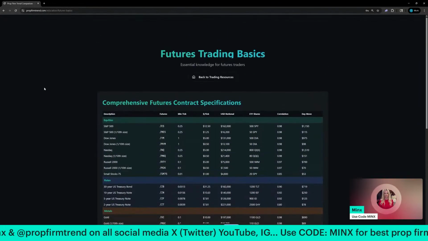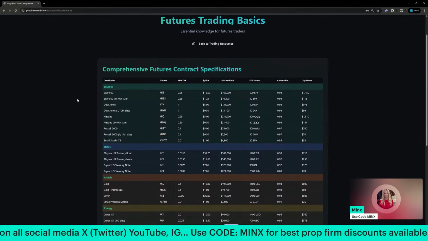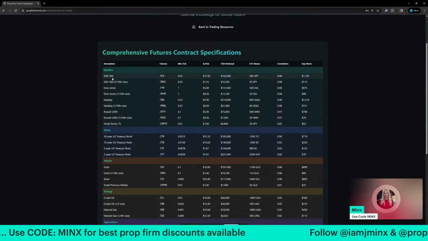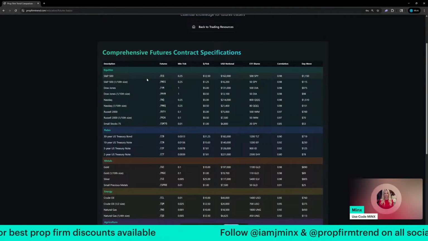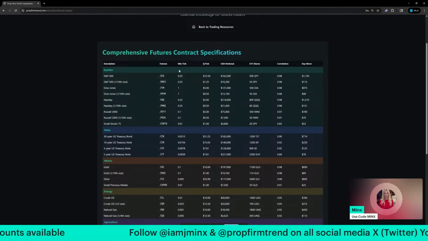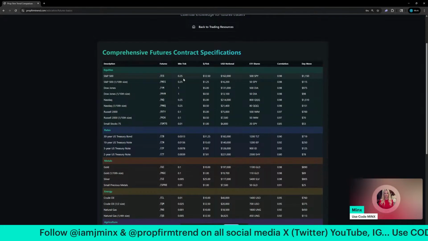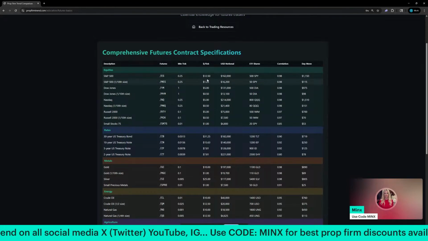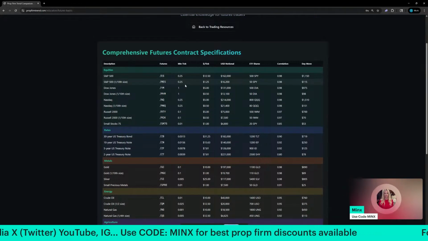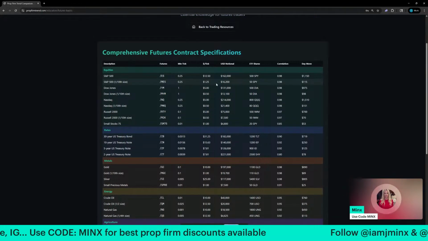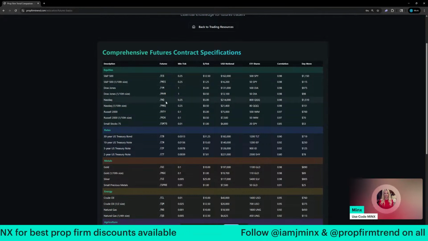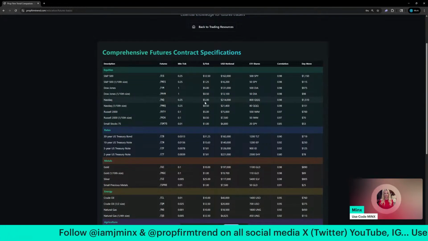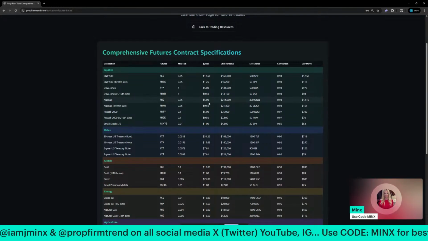So this right here is actually like a cheat sheet of comprehensive futures contract specifications. So it'll tell you, S&P 500 or ES: minimum tick is 0.25. So for every 25 cents that it moves, it's $12.50. If you are trading the micro version of it, then it's $1.25. If you look at NASDAQ, NQ minimum tick is the same thing, 0.25, and $5 per tick.